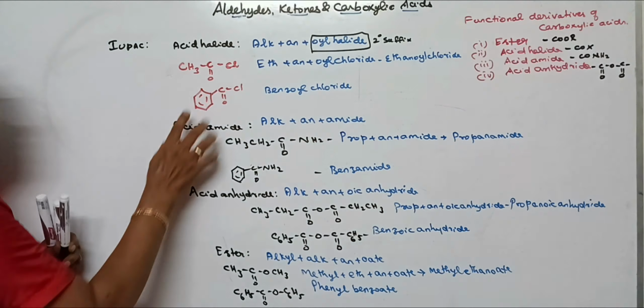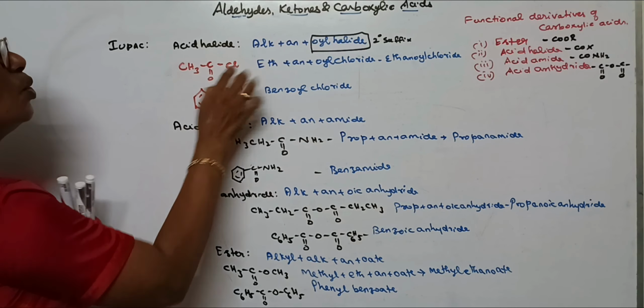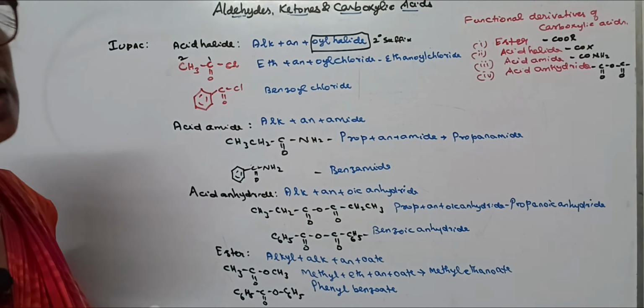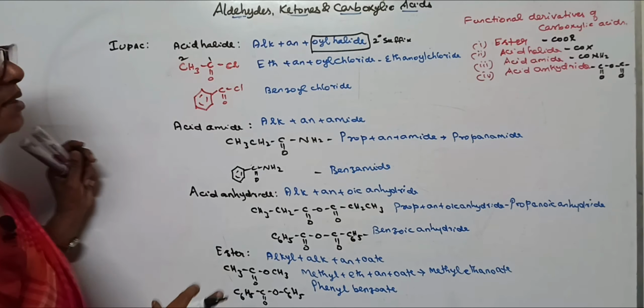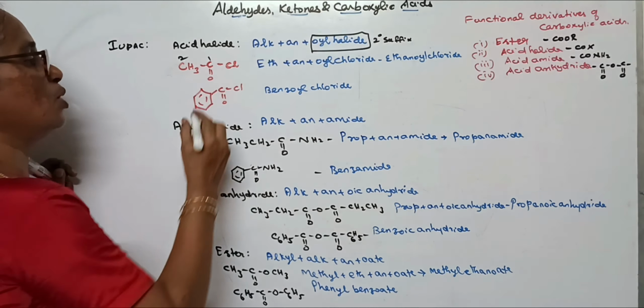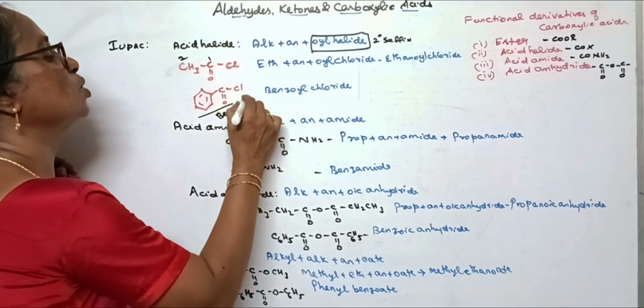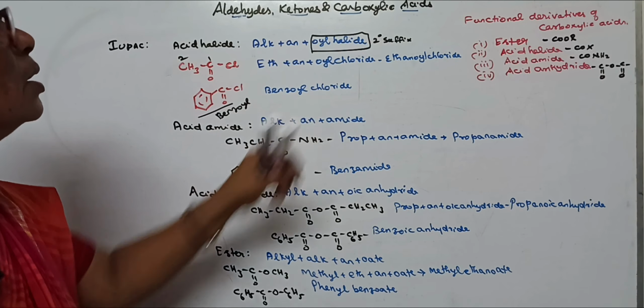See, I have taken CH3COCl. How many carbons are there? 2 carbons. So the root word is eth, ane, oyl chloride. So the name of the compound is ethanoyl chloride. For example, C6H5COCl, this group is said to be the benzoyl group. So we are giving benzoyl chloride.